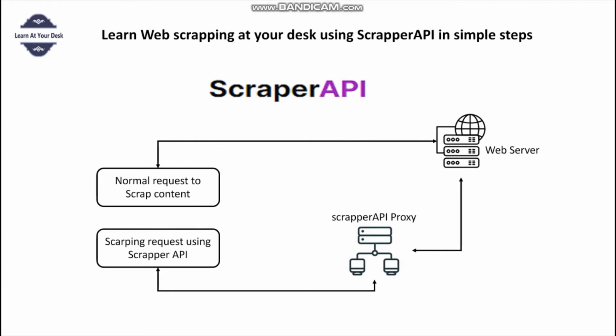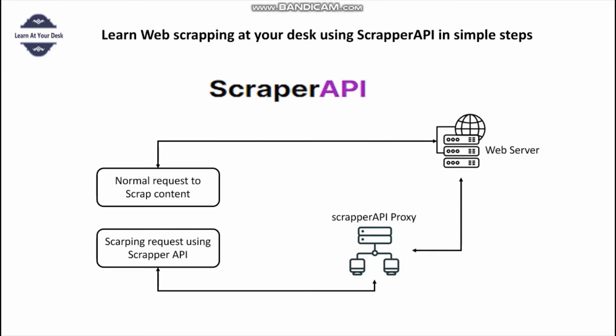Now, when you use scrapperAPI, it doesn't send your request directly to the web server. It goes via the scrapperAPI proxy. And what the scrapperAPI proxy does behind the scenes is it has a lot of permutations, combinations, and ways to access the web content, dealing with the captchas and other things, and it provides you the content. So it basically doesn't let you get blocked for such reasons. This is the reason I find it very useful when you are doing web scraping.